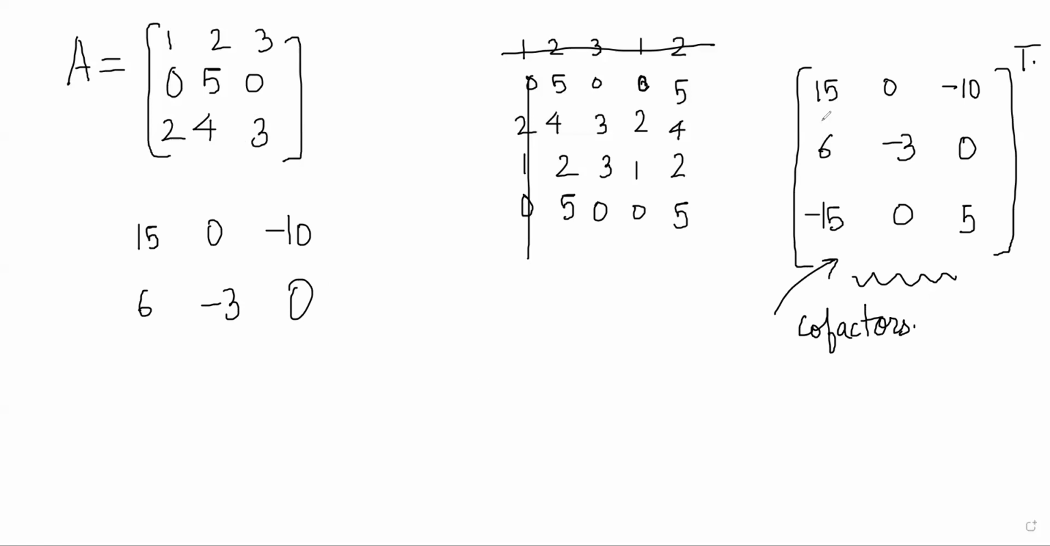The advantage is that obviously this will be faster. So you need to know how to calculate adjoints. This method is valid for 3 cross 3. The other method was there for 2 cross 2 anyway. If it is bigger than 3 cross 3 matrix, there is no shortcut method. You have to do it by the normal cofactor method. Okay.